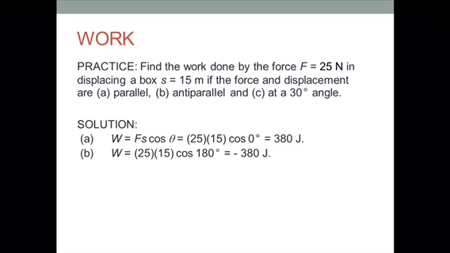Situation B, anti-parallel means the angle is 180. They're parallel, but they're in opposite directions. So by plugging in 25 as force, 15 as displacement, and 180 degrees as theta, we get negative 380 joules as our work done. In situation C, our angle theta is 30, and our final work would be 320 joules.